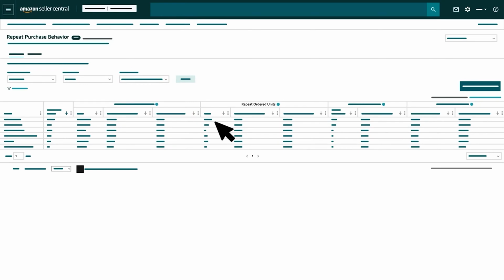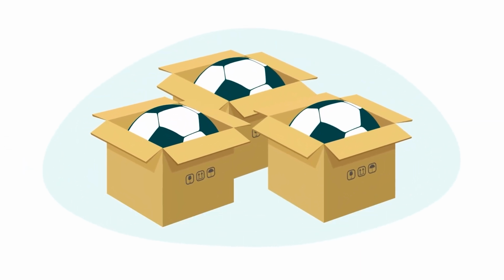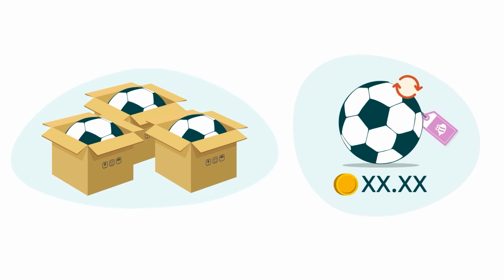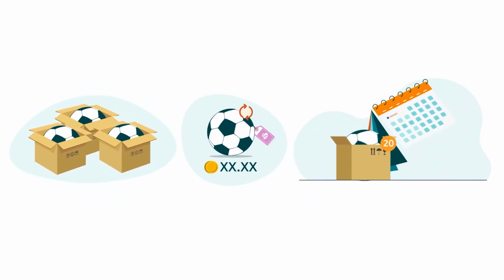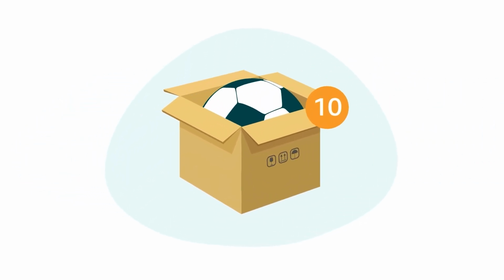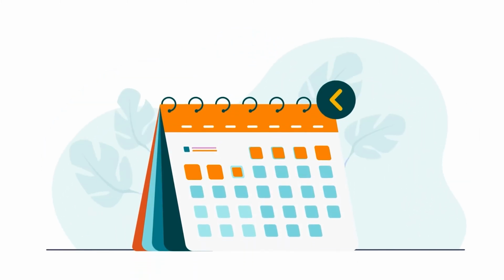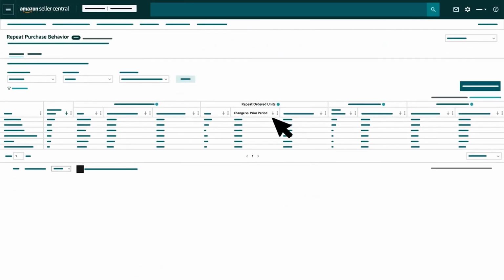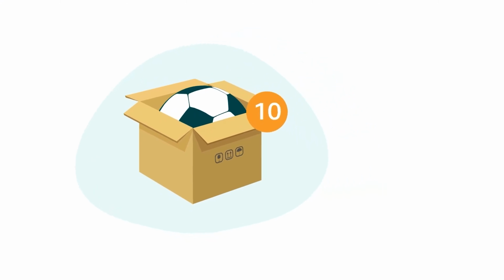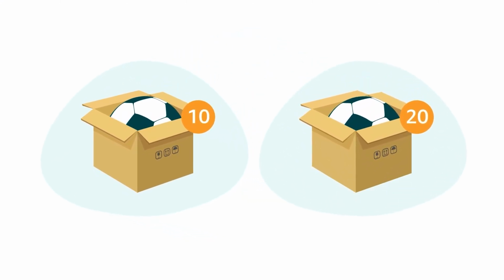Like with sales, you'll also see a change versus prior period and percent share of total units. For example, if the total number of units associated with repeat purchases of your brand is 20 for the current week, and you had 10 units associated with repeat purchases last week, the difference you'd see in the change versus prior period column would be 100% because the number of units doubled from one week to the next.